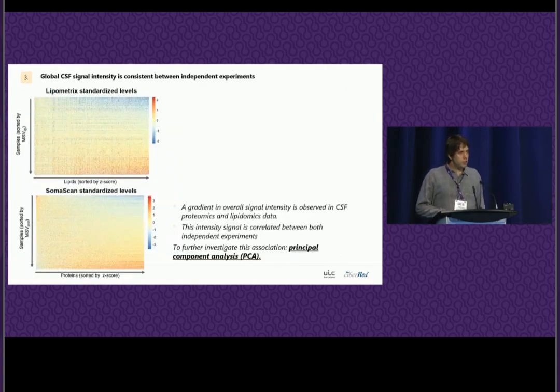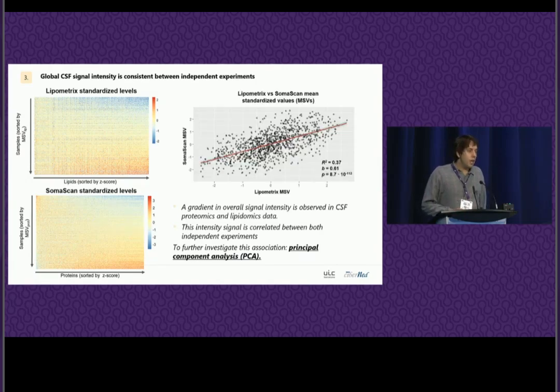So the image you can see here represents the standardized values of every lipid and every protein species that we measured. And as you see, there is a pattern that is quite evident in the data, where some samples display higher or lower overall lipid and protein levels than others. And when we actually look at the relationship between the intensity signal in the lipidomics and the proteomics experiment, we observe a really strong correlation, which indicates that this pattern is caused by an intrinsic property of the CSF and not by experimental noise.